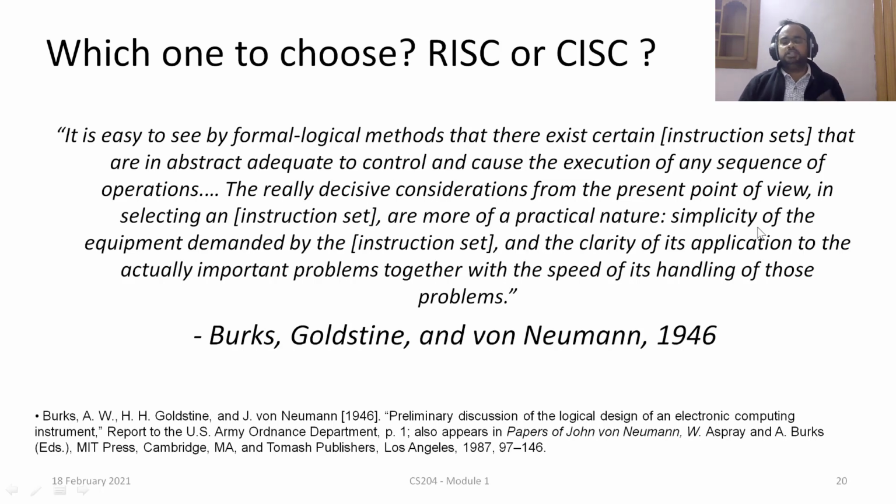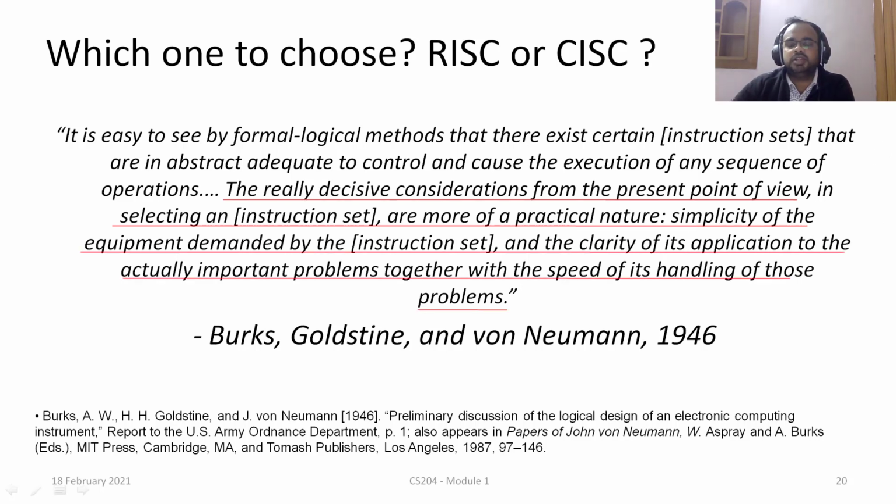Moving on, just like the big endian and little endian choice, here there was quite a debate on which type of ISA we should go for. As early as 1946, Burks, Goldstein, and von Neumann himself gave some hints on what type of ISA we should go for when we want to build a computer. So I'll highlight the points which give us a quick takeaway.